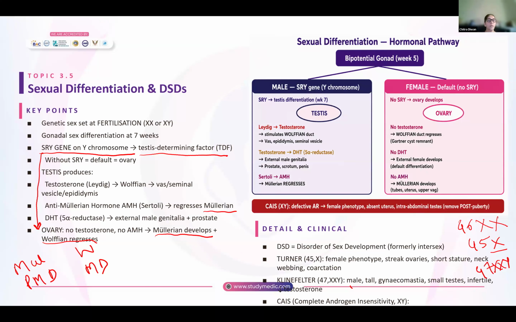testosterone. That is why you get androgen insensitivity. And because the testosterone receptors are not there, there is no development of the male external genitalia. External genitalia develop like a female, but there is formation of testes.